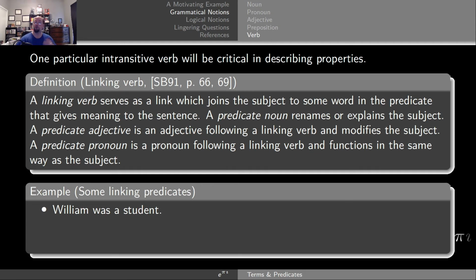First, we have William was a student. The linking verb here is was, and it links William to being a student at some point in his past, basically explaining his status. So this would be a predicate noun that re-explains or gives context to the subject. On the other hand, she is kind. The linking verb here is, and it links the subject she to the aspect of being kind. So this would be an example of a predicate adjective. And lastly, this is he. So the subject here is this, the linking verb here is, and the predicate pronoun would be he in this case.